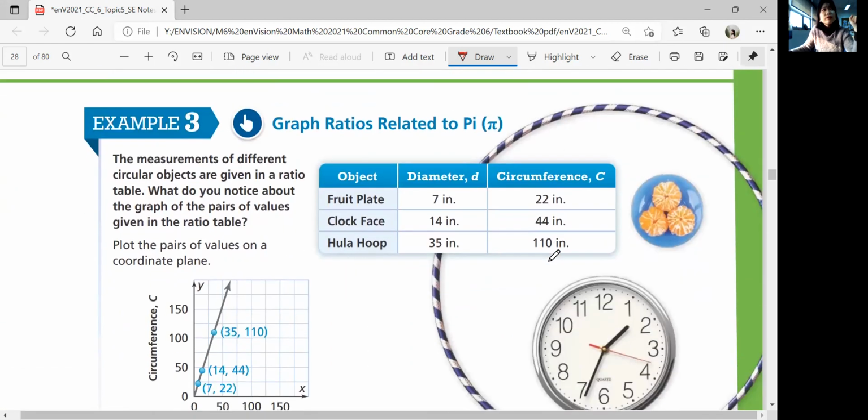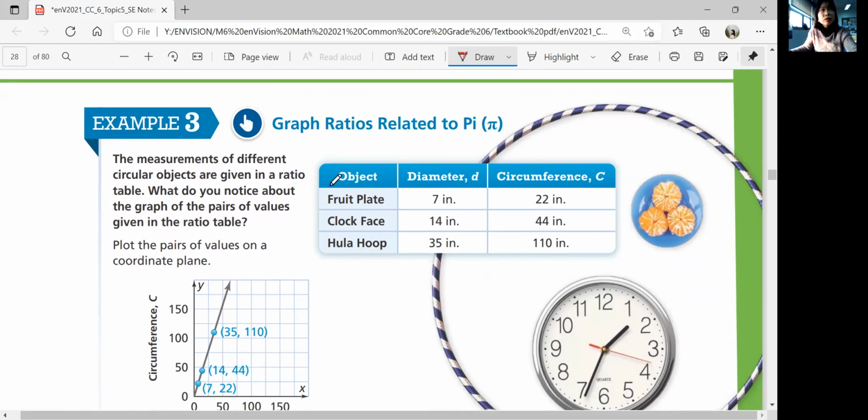Example 3, graphing ratios related to pi. Remember how we figured out the equivalent ratios of pi in the last lesson? We have more of these. The measurements of different circular objects are given in a ratio table. What do you notice about the graph of the pairs of values given in the ratio table?